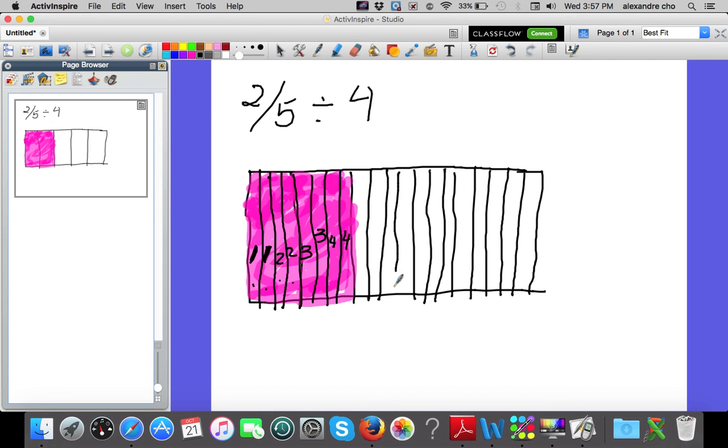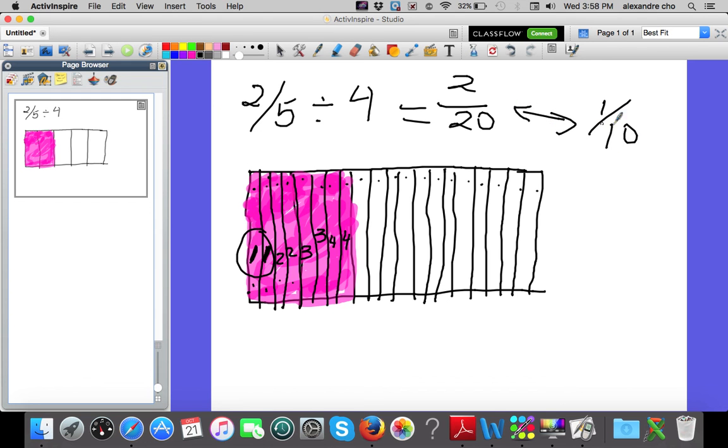Good. So 2/5 divided by 4 friends. Each friend will take what? He took 2 pieces. Out of how many total? 1, 2, 3, 4, 5, 6, 7, 8, 9, 10, 11, 12, 13, 14, 15, 16, 17, 18, 19, 20. Out of 20. Can we simplify that? Yes, we can, to 1 over 10. Either one, same thing. And this is it. That's it.